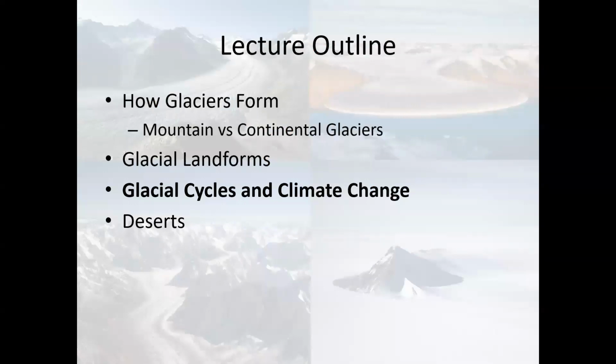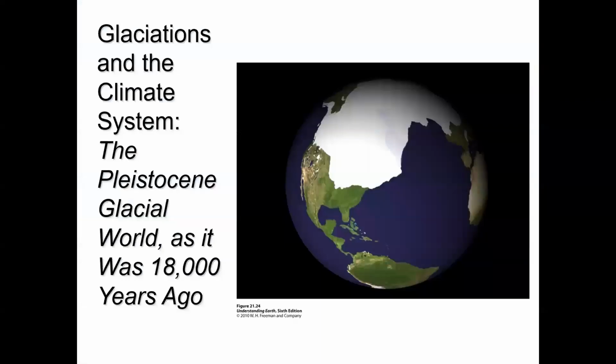Let's talk a little bit about glacial cycles and climate change. So very briefly, about 18,000 years ago, the northern hemisphere continental glacier was at its furthest extent. And we can tell that by things like where the terminal moraine is located. You can also tell that by reading data from ice cores that still exist in continental glaciers and figuring out the temperature was lowest at about 18,000 years ago. So this is about as far as the ice ever got.